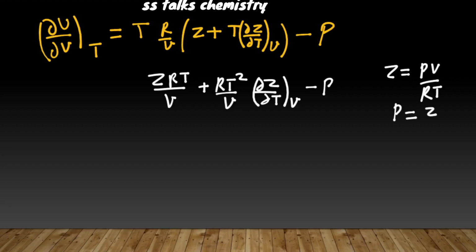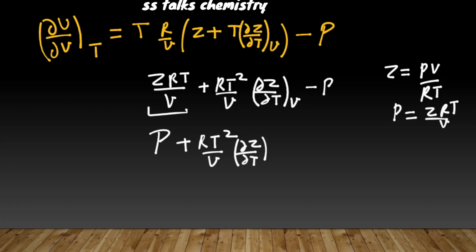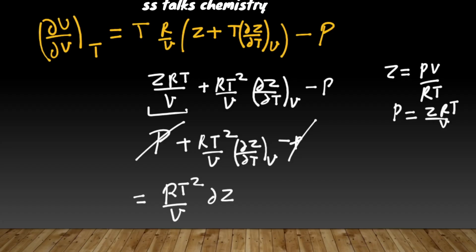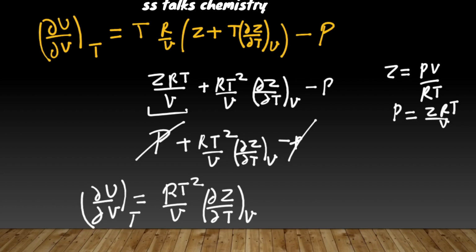From here, pressure you got as ZRT upon V only. That means this value ZRT upon P, this is nothing but your pressure only, plus RT square upon V into del Z upon del T at constant volume, minus the pressure. So this plus pressure term and this negative pressure term will get cancelled out. So internal pressure is equal to RT square upon V into del Z by del T at constant volume. This is what the internal pressure is correlated to. This is your final expression.